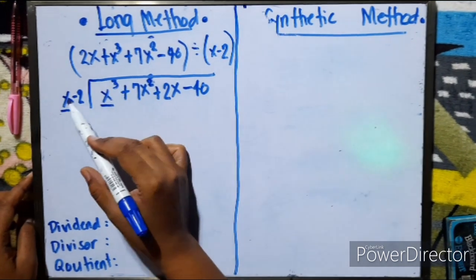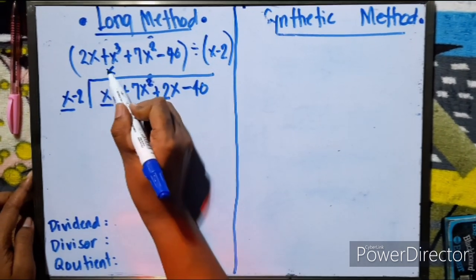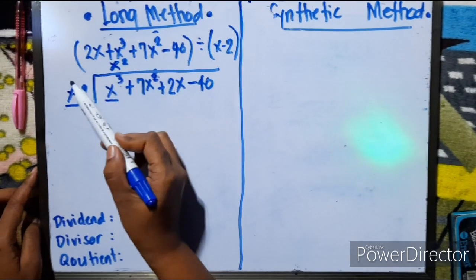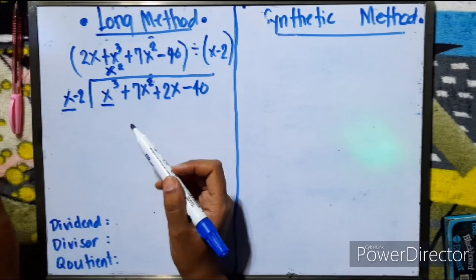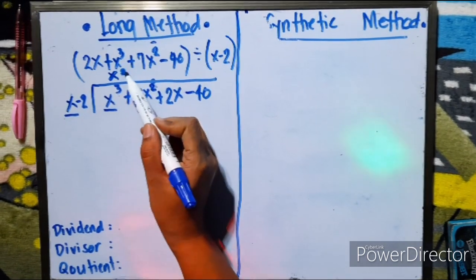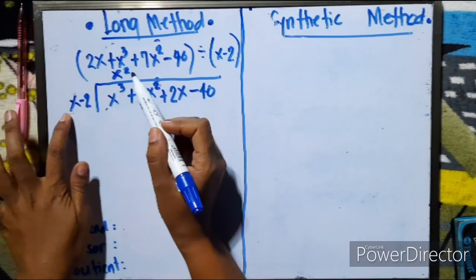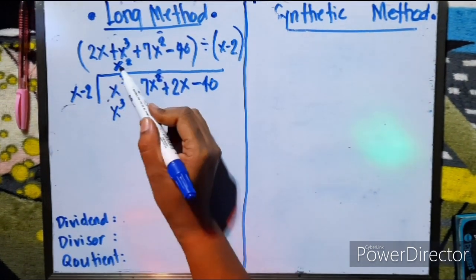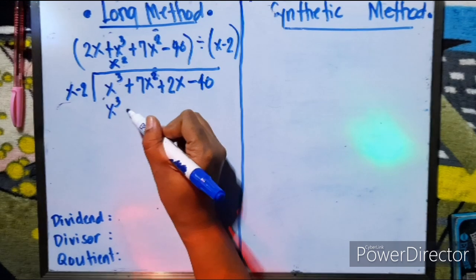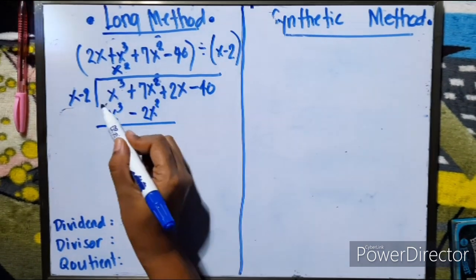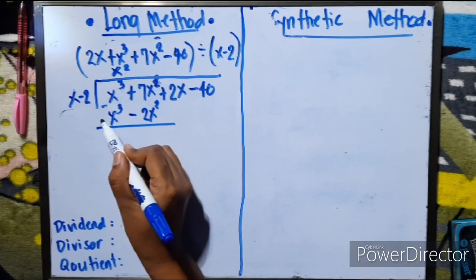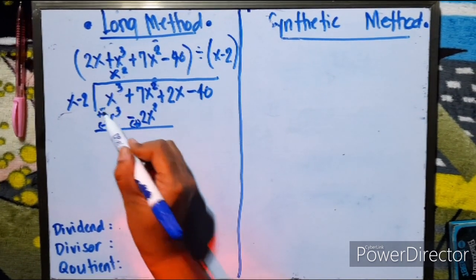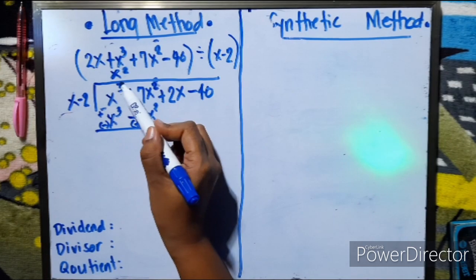X cubed divided by x, the answer is x squared. Or we subtract the exponent 3 by the exponent of x which is 1, so our answer is x squared. Then we're going to multiply our answer to our divisor. X squared times x is x cubed. X squared times negative 2 is negative 2x squared. Then subtract, change this. This is positive becomes negative. Negative becomes positive. Proceed to addition. X cubed plus negative x cubed, that is 0.